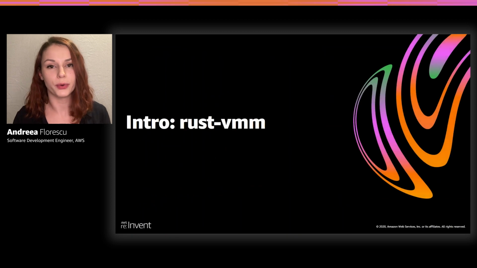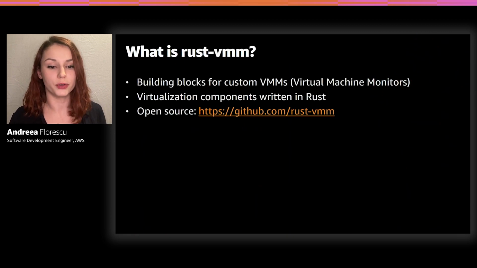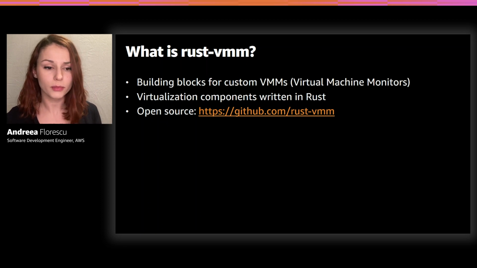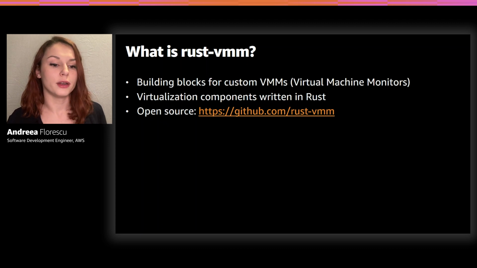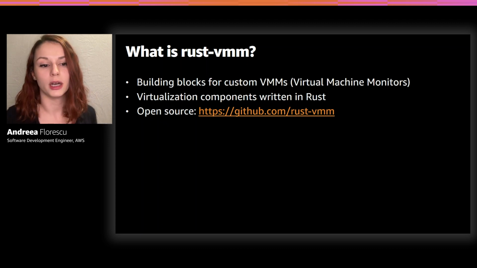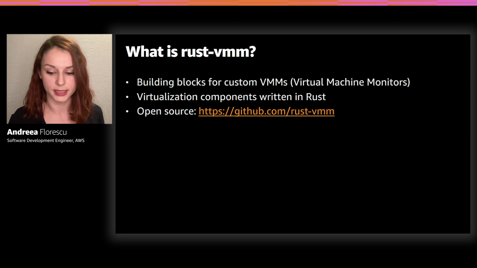Rust-vmm was born in order to fill this need of providing virtualization components that can be reused for building laser-focused virtual machine monitors. These virtualization components are written in Rust, and they are called crates. The Rust-vmm project is open source. You can find it on GitHub under the Rust-vmm organization.